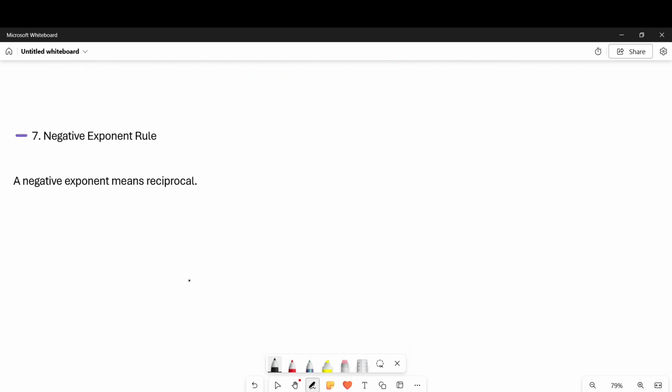Negative exponent. A negative exponent means the reciprocal. See, reciprocal. If we say x to the power minus 2, what does x to the power minus 2 mean? We can write it as 1 over x squared. We can remove the negative power.